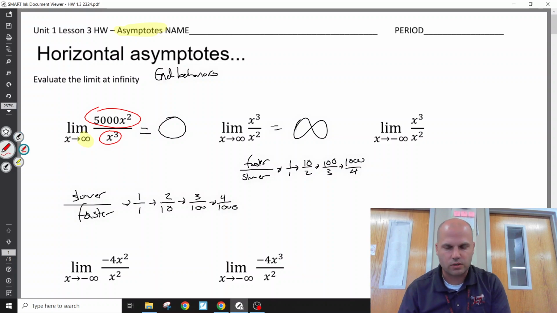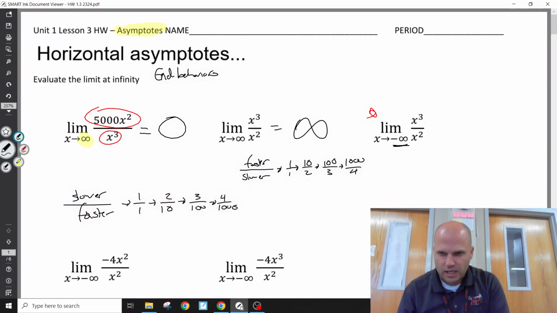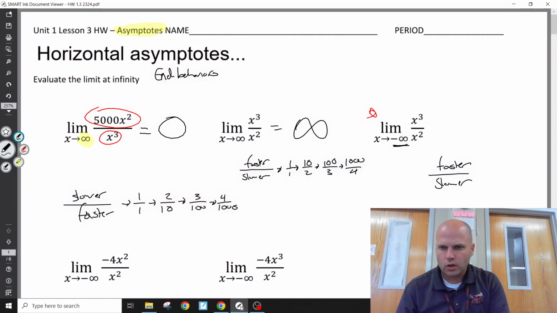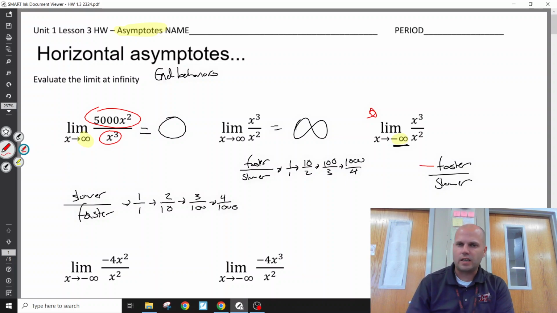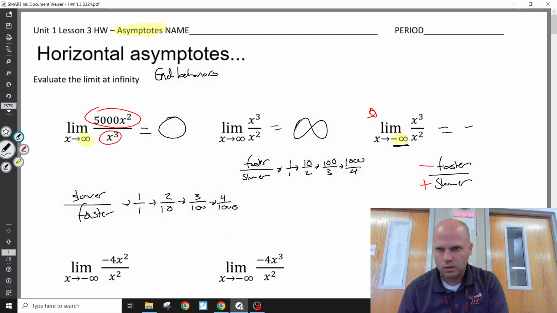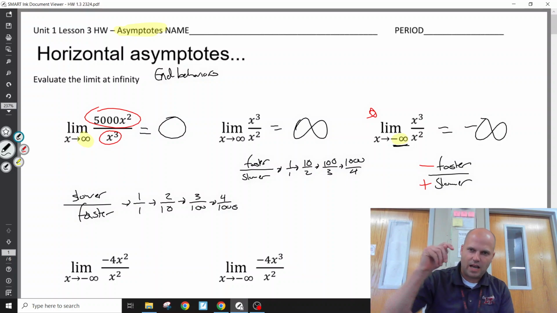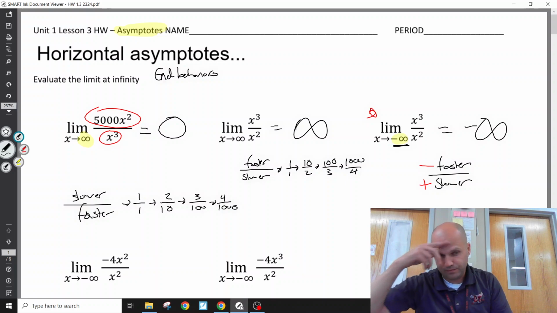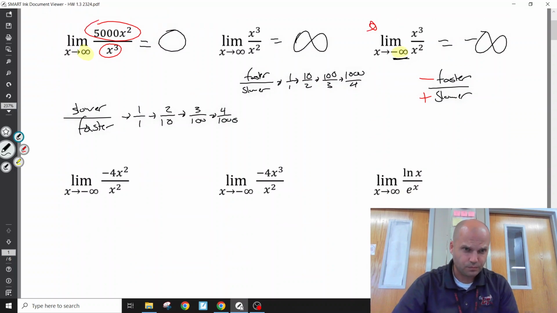So if you pay attention to this one, the answer is not negative infinity because you're plugging in negative infinity. What we want to keep in mind is faster over slower could have different signs. And what we do is we pay attention to the sign, this negative infinity cubed. A negative value cubed is a negative value, squared is a positive value. So this is why I'm saying that would be negative infinity. It's not because I'm plugging in negative infinity. We'll have to check signs later.